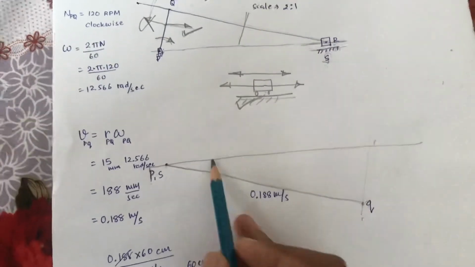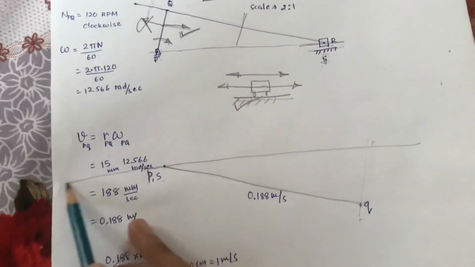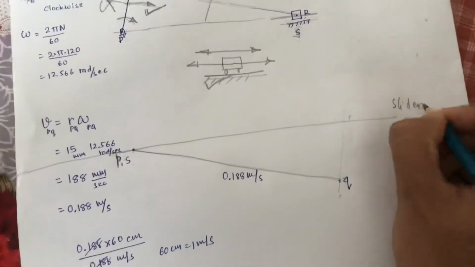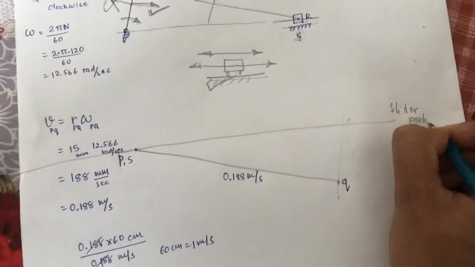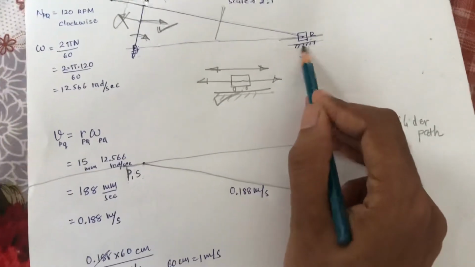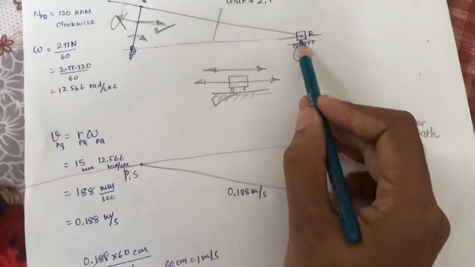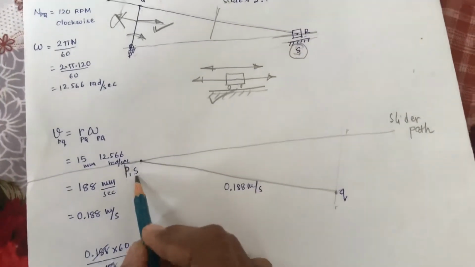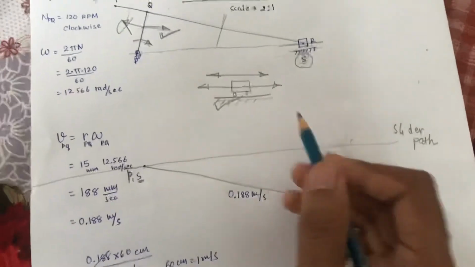This one is the line of action. On any side you can draw. So it is the slider path, which is horizontal, because here the slider slides on the horizontal from the fixed point S. Related to the fixed point, the slider slides. So this one is the path passing from the fixed point, that is the path of the slider.